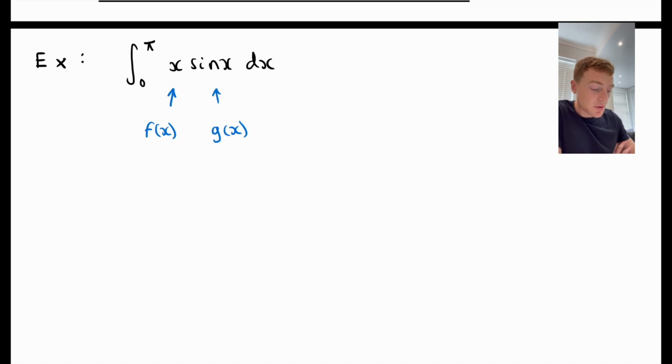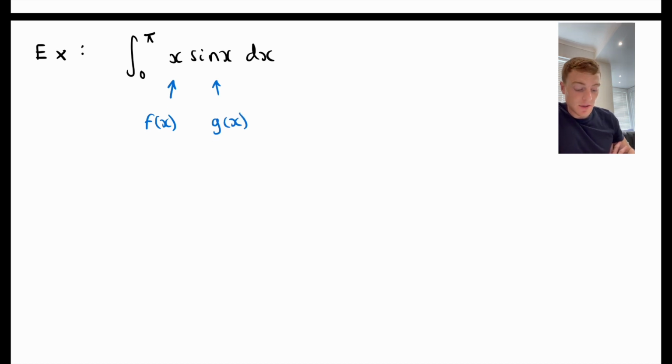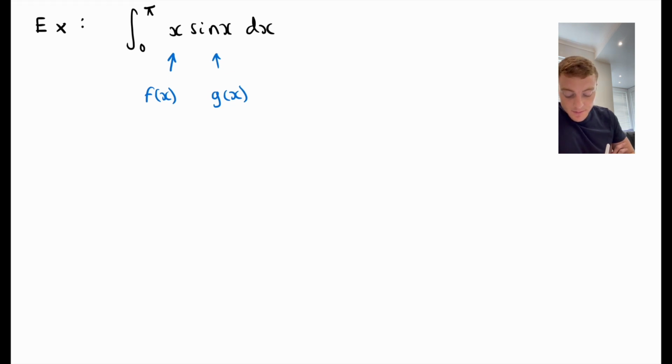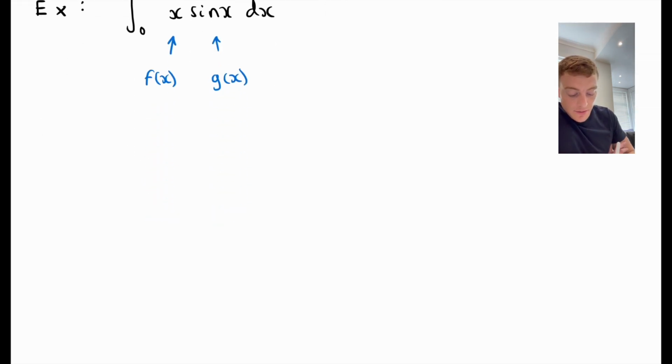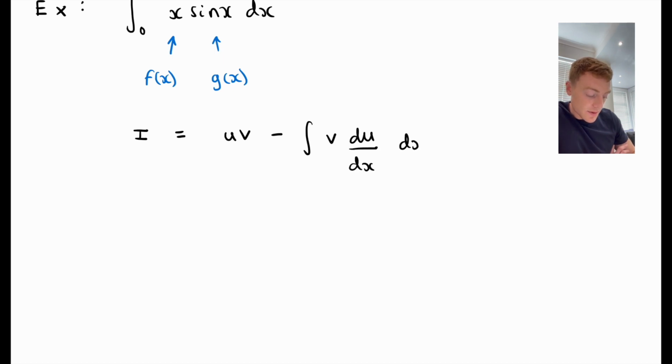Now these are being multiplied together, so this tells me I need to use integration by parts. I've got a standard formula for integration by parts. That tells me that my integral is equal to u times v minus the integral of v times du by dx, and all of that integrated with respect to x. Now I need to find what u, v, and du by dx are.